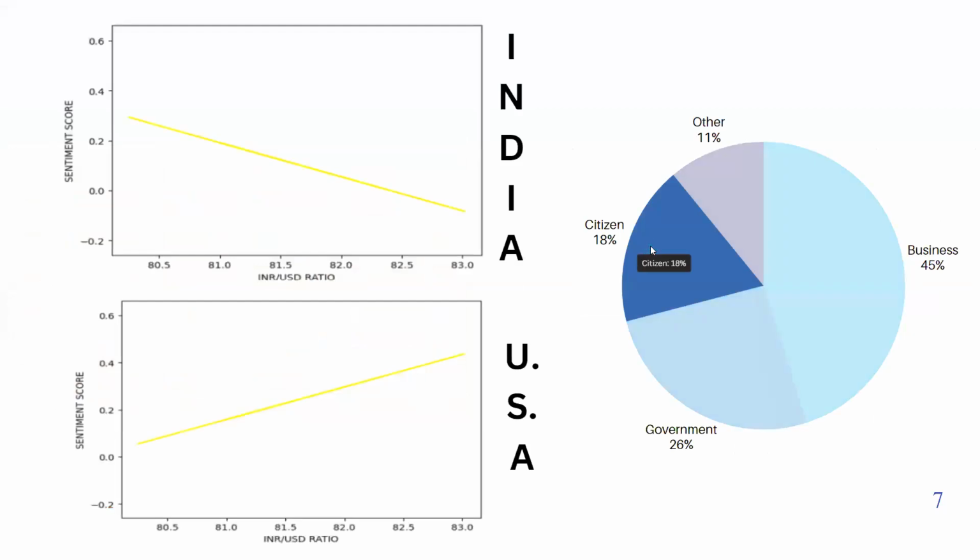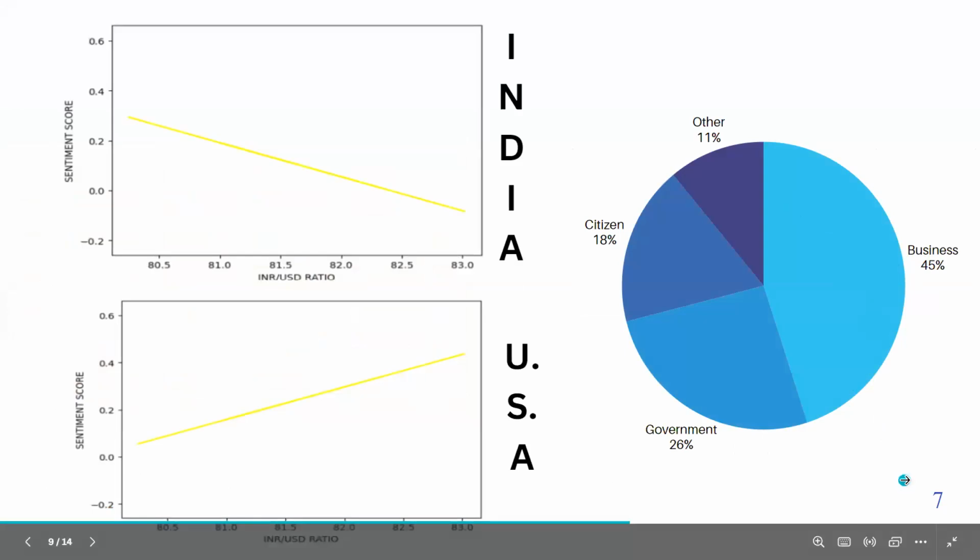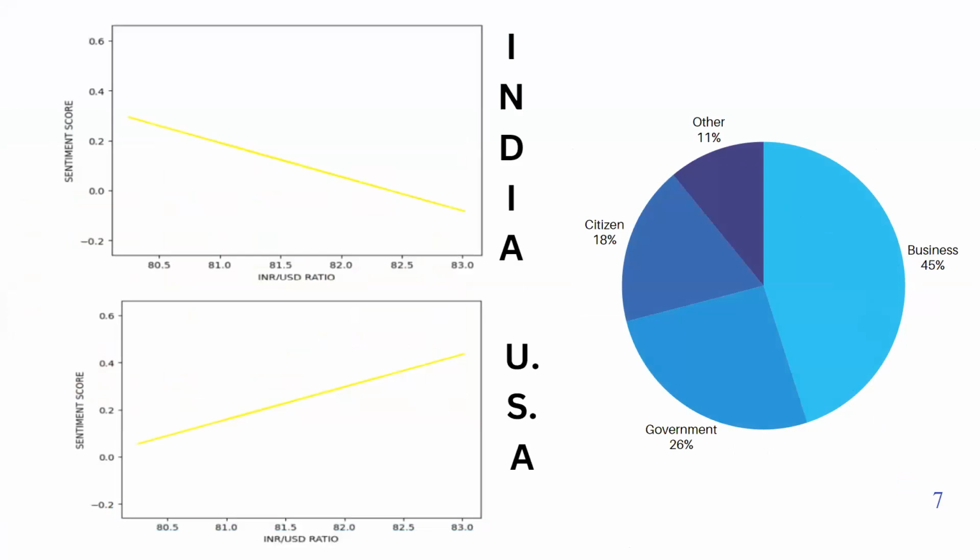This is the bar chart which was obtained. Of all the total extracted tweets, 45% accounted for business models, 26% accounted for government, 18% citizen, and 11% others. These others included the spam accounts.